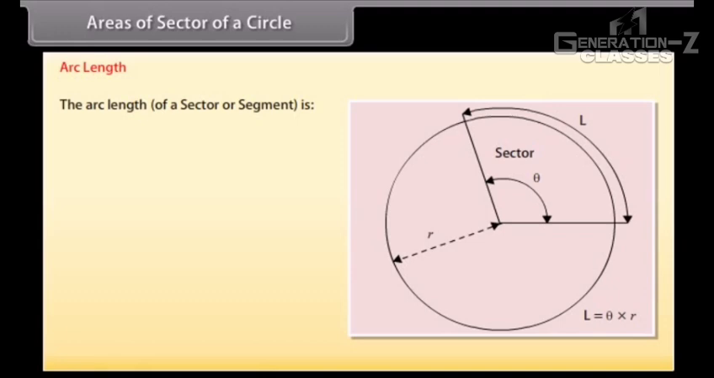Arc length. By the same reasoning, the arc length of a sector or segment is L equals theta into r when theta is in radians. L equals theta into pi upon 180 into r when theta is in degrees.